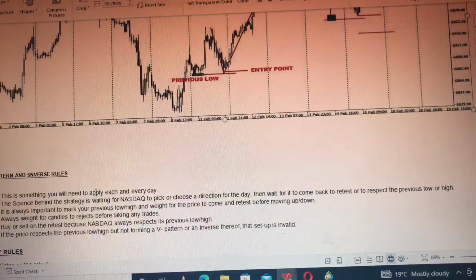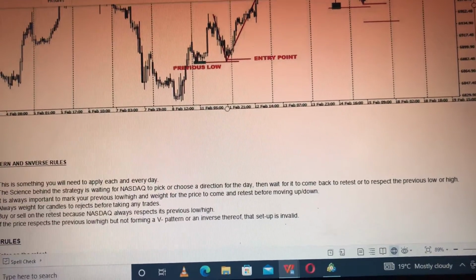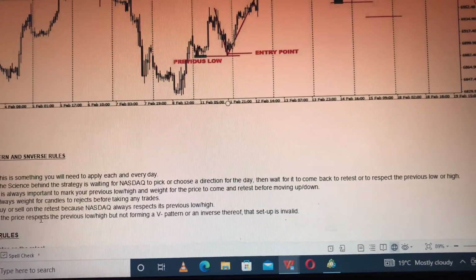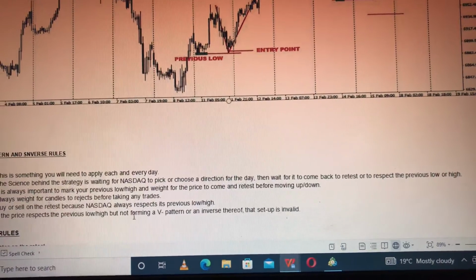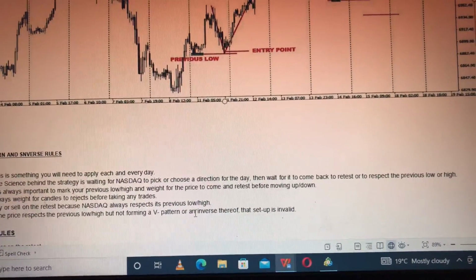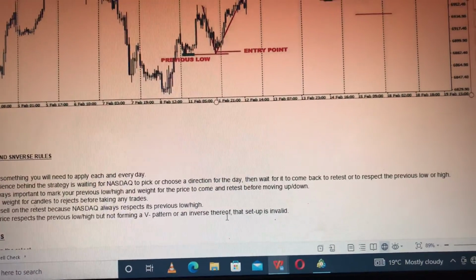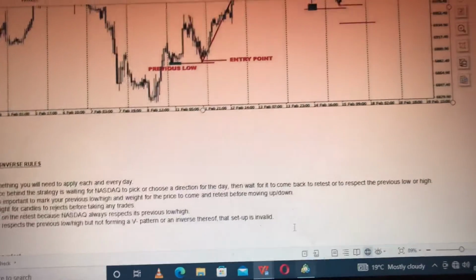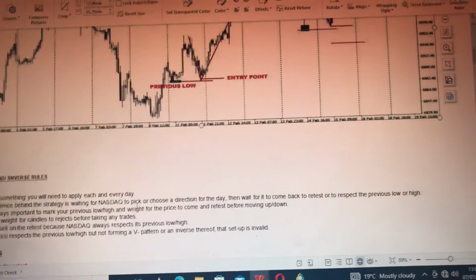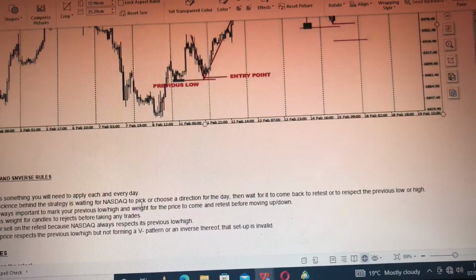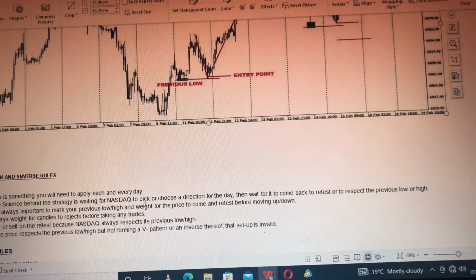And the last rule is, if the price respects the previous low but doesn't form a V pattern or its inverse, that setup is invalid, so you don't take that setup. When the price rejects but doesn't form a V, don't take that setup if you want to trade a V.